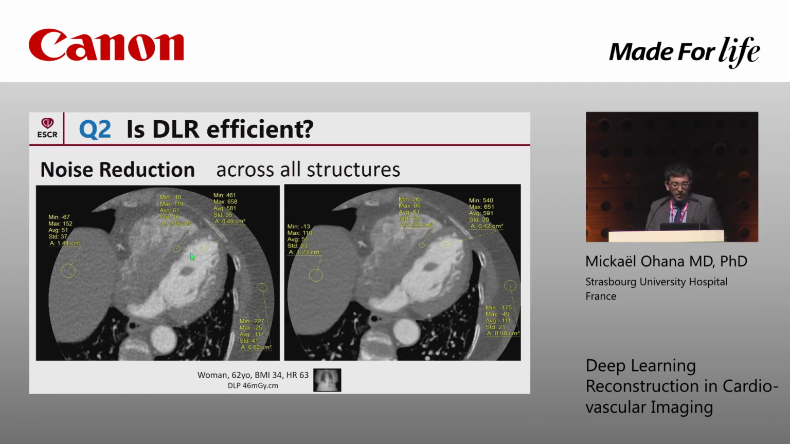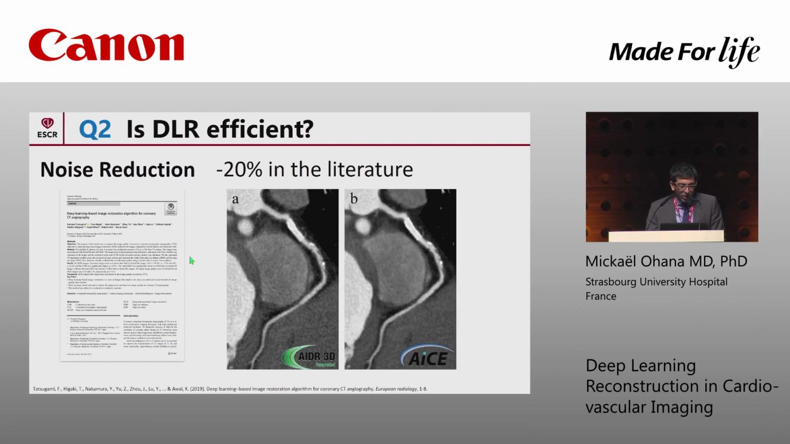So when we compare this to the literature, currently there is only one publication about DLR usage in coronary CTA. This is the initial publication using the training data set for the algorithm. They've achieved a noise reduction of 20%. So you see this is the IR, this is the DLR reconstruction published in this paper. So you say, okay, in the clinical routine we achieved 50%. Here in the literature they achieved only 20%.